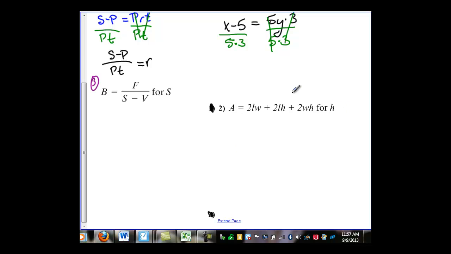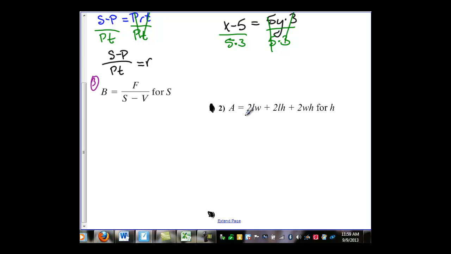There, number 2 that I moved. You guys go through and try to solve for h. Those are L's. So it's A equals 2LW plus 2LH plus 2WH. So that's actually the formula for surface area of a rectangular solid. All right, I'm going to go ahead and jump in. Like I said, this one was a little bit trickier than the first one.